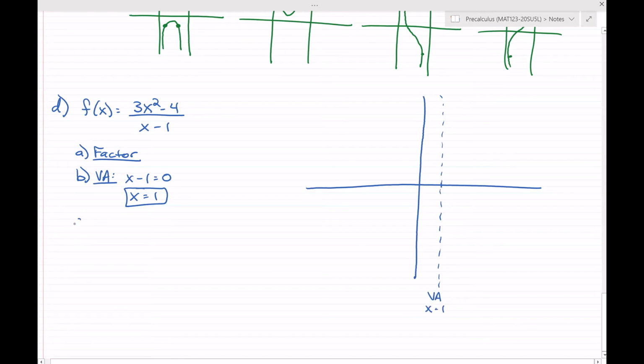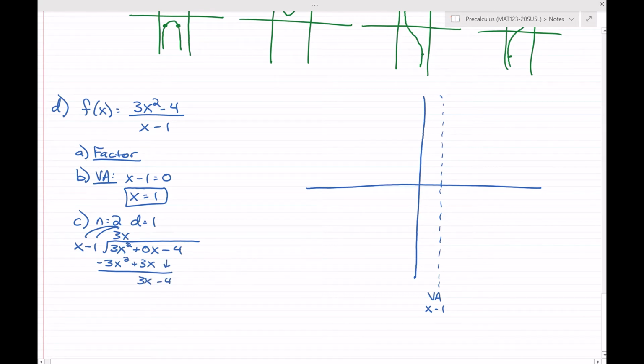Okay, the third step, this one's a little bit different. The top power is 2, the bottom power is 1. So we're going to have to do long division here. We'll divide x minus 1 into 3x squared plus 0x minus 4. Remember, whenever you do division, if you're missing the term, you have to put 0 in for that. x times 3x gives us 3x squared. 3x times negative 1 is negative 3x. Remember, we're going to subtract these.